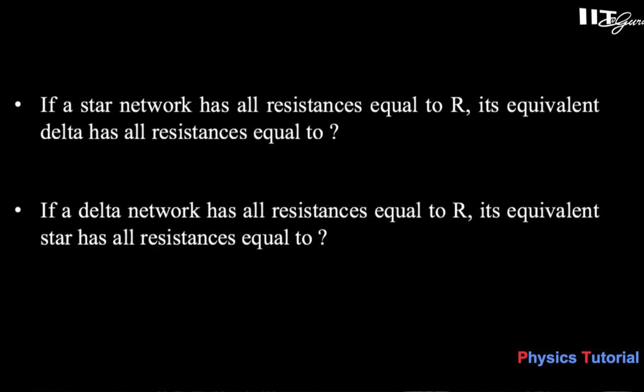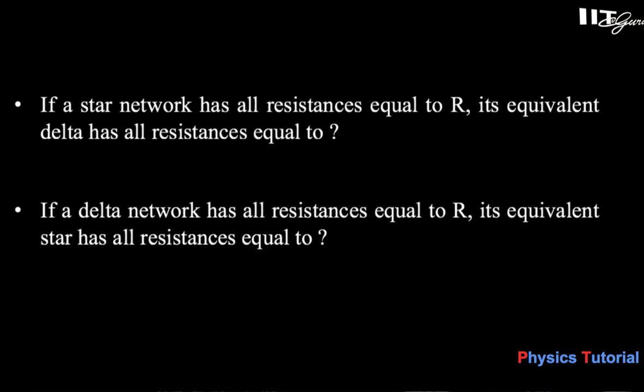So let's test how star and delta transformations work, whether you all got it or not. So let's have a question. If a star network has all resistances equal to capital R, its equivalent delta has all resistances equal to what? And another, for delta to star: if a delta network has all resistances equal to R, its equivalent star has all resistances equal to what? Pause this video and think about the result, then we will consider that you learned how delta converts to star and how star converts to delta.